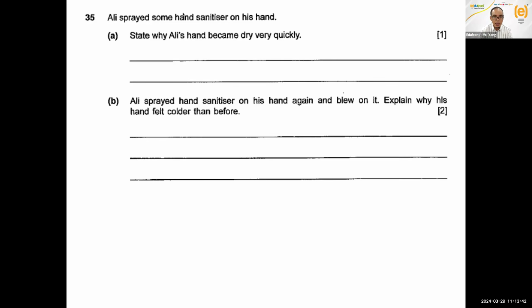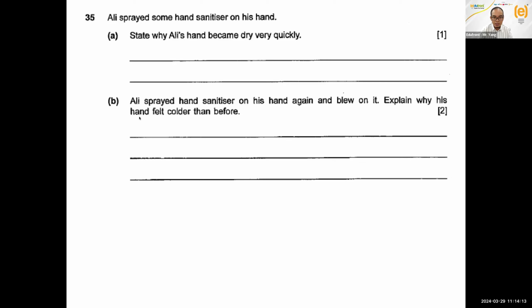Now, let's take a look at the very first question. This is what we call an application question. Ali sprayed some hand sanitizer on his hand. State why Ali's hand becomes dry very quickly. That is part A, it's a 1-mark question. Part B: Ali sprayed hand sanitizer on his hand again and blew on it. Explain why his hand felt colder than before.